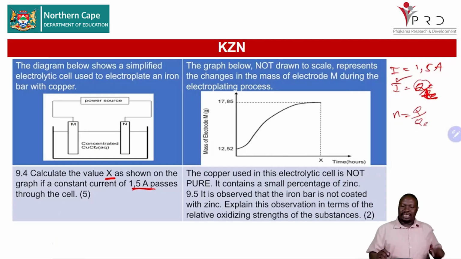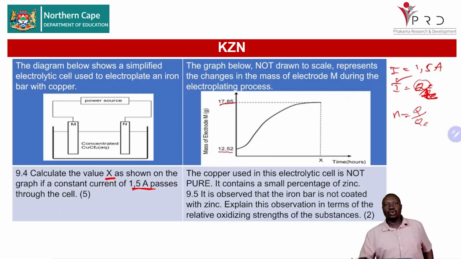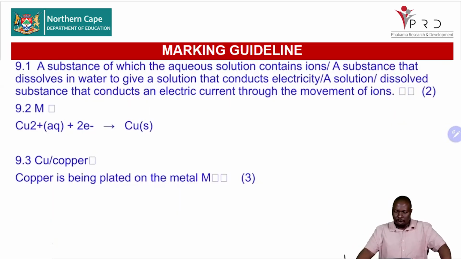So the main thing here that I want to emphasize as we conclude is that you could have seen already that our mass increased from 12,52 to 17,85, which means this change in mass here we can use to calculate the number of moles if we want to solve that problem. Because once we have the number of moles, it will help us to finish this type of question.